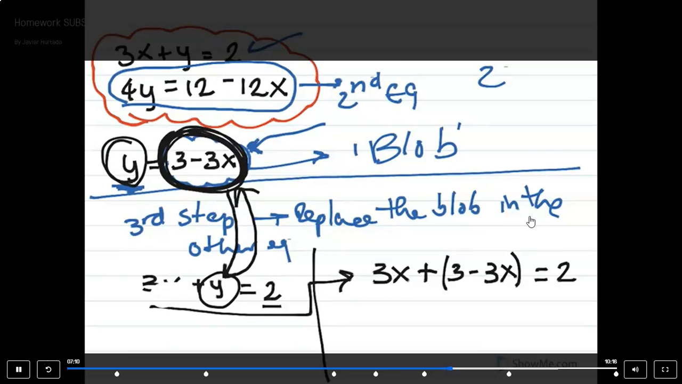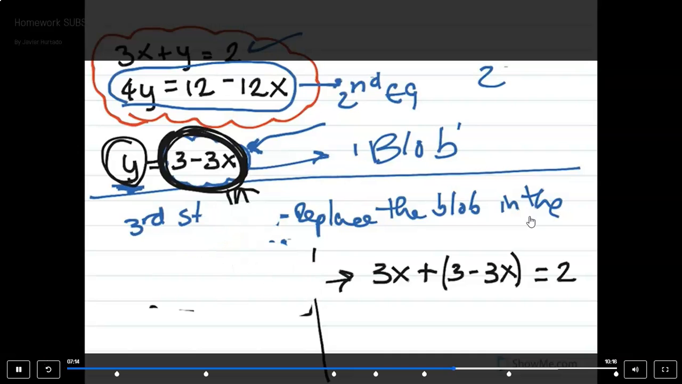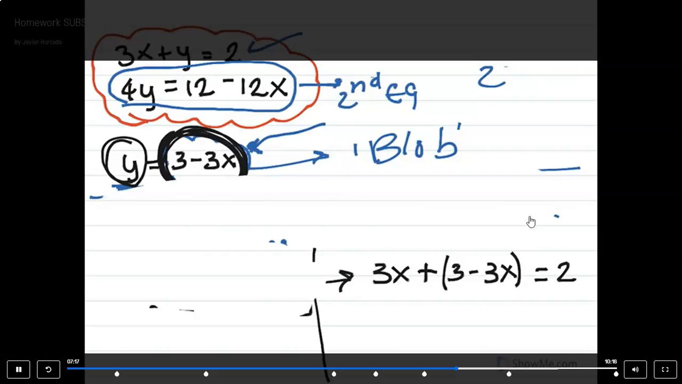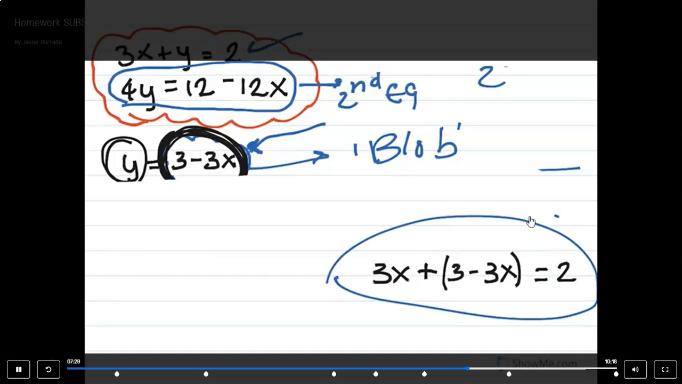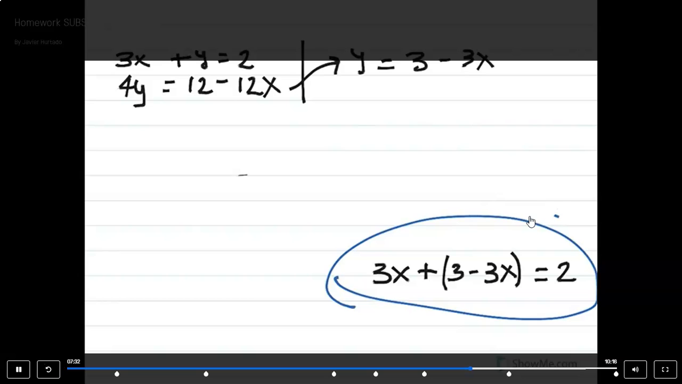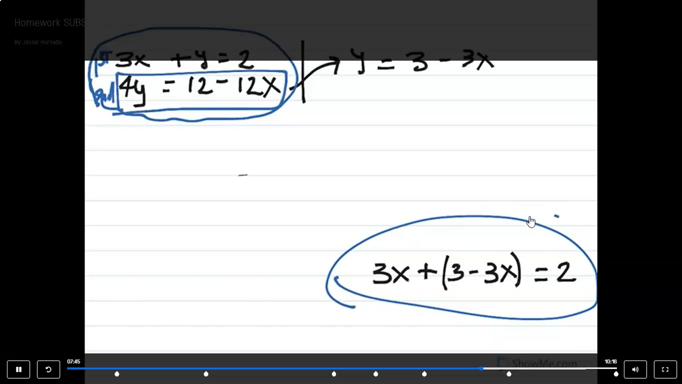So now we are going to clean everything. And now we are working with this equation here, 3x plus 3 minus 3x equals 2. Okay, so as a summary, we are solving this system of equations here in blue. This is my first equation, this is my second equation. We used the second equation to find the blob, and we said that the blob was this, and we replaced the blob right here, okay?